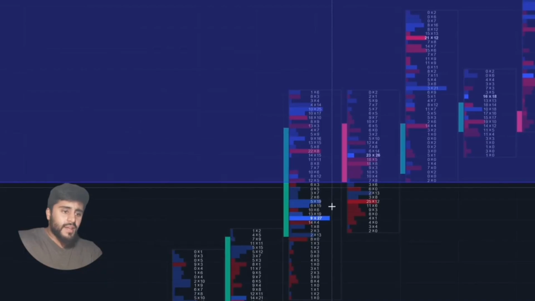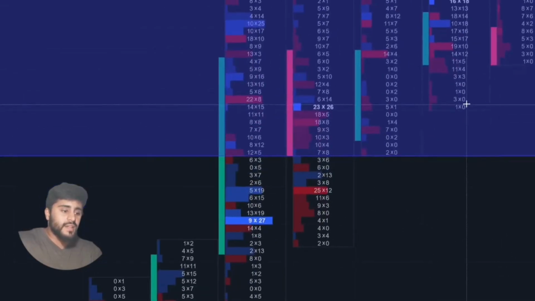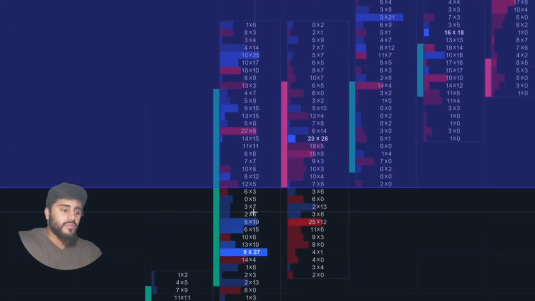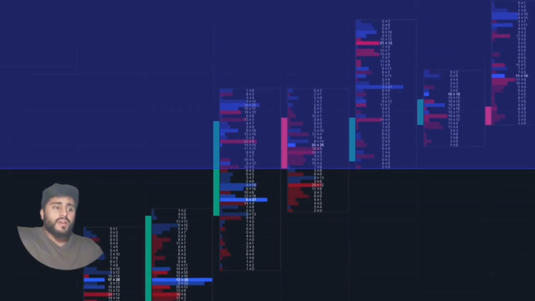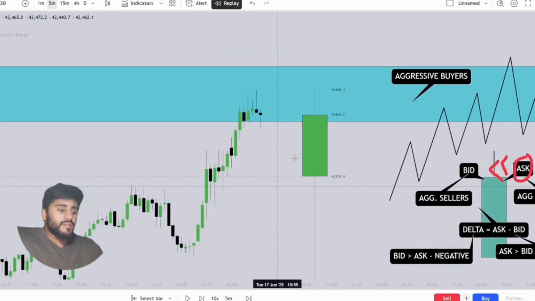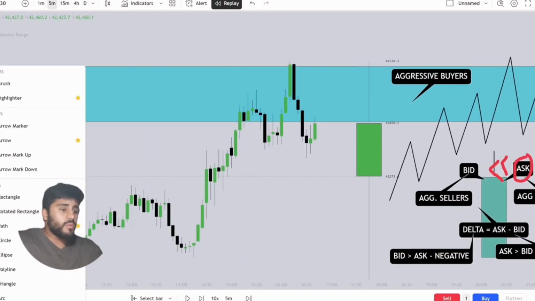So when we come into the candle, we're just going to be focusing on where we see the outliers. In particular, we see here 9 for 27, 5 for 19, 10 for 25. So we can see an overwhelmingly positive delta, which means there's more aggressive buyers than sellers. Now, when we go to a fair value gap, when you see a lot more aggressive buyers and sellers, if I just continue to play price on a little bit, this is kind of where we're looking.